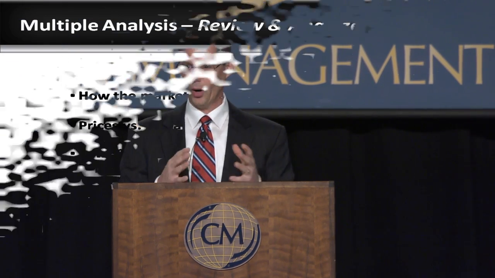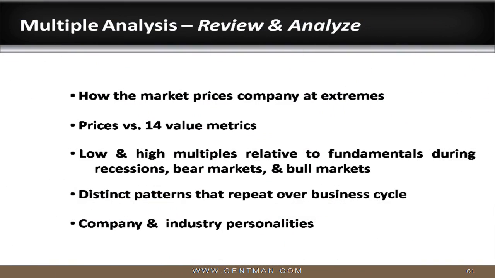This next part of the HMA is where we look at how the market prices the stock relative to its valuation metrics in those downturns and in the peaks. We've got 14 different valuation metrics that we apply, and we're looking at how it's priced relative to those metrics during all the down years and all the up years. And there's patterns that occur. There's patterns that occur in industries. There's patterns that reoccur in individual businesses as well as the markets.